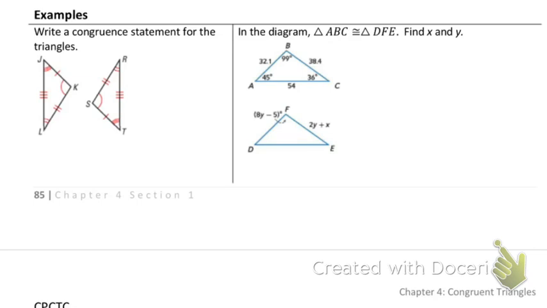All right, real quick, we're supposed to write a congruent statement for the following triangle. Can someone name the first triangle, so the one on the left? Just pick a name for that triangle, and I don't mean Bob or something. Pick one that actually makes sense with it. JKL.